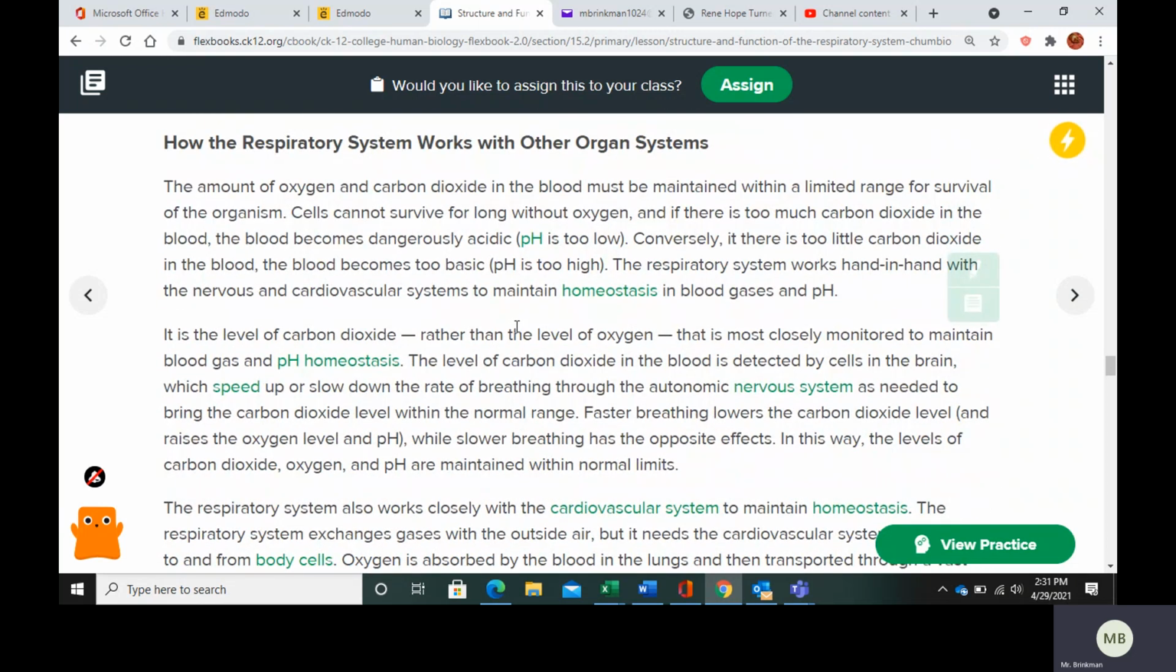The respiratory system works with other organ systems. Mainly it works as far as bringing in oxygen and getting rid of wastes. But it also works with the nervous and cardiovascular systems to maintain homeostasis in blood gases and pH.